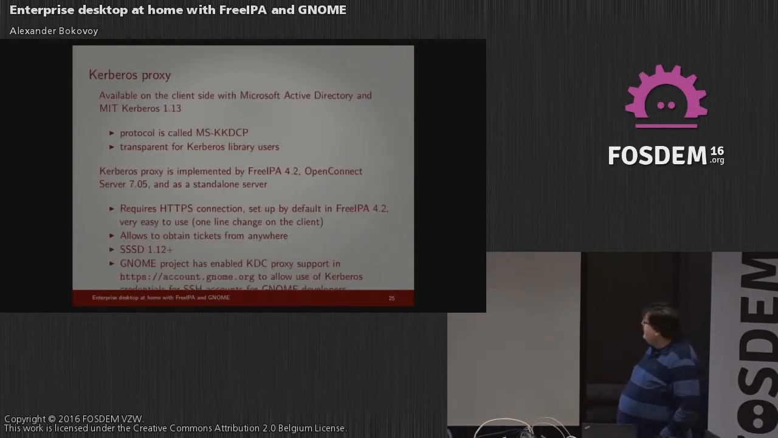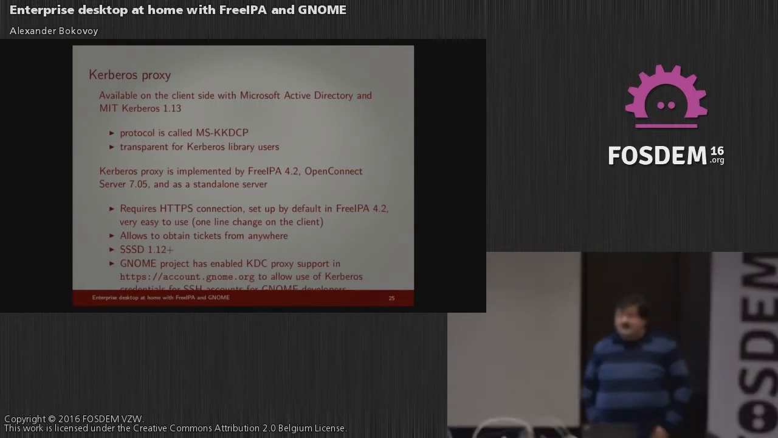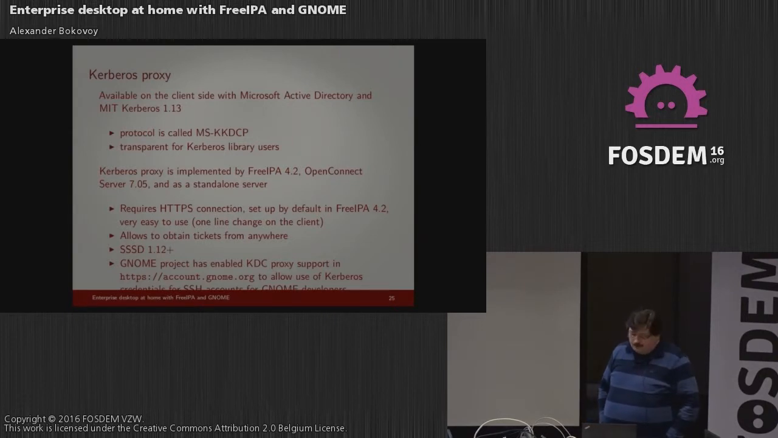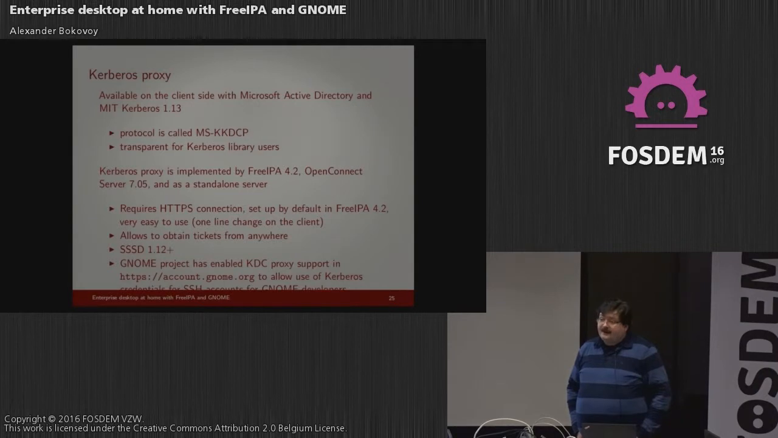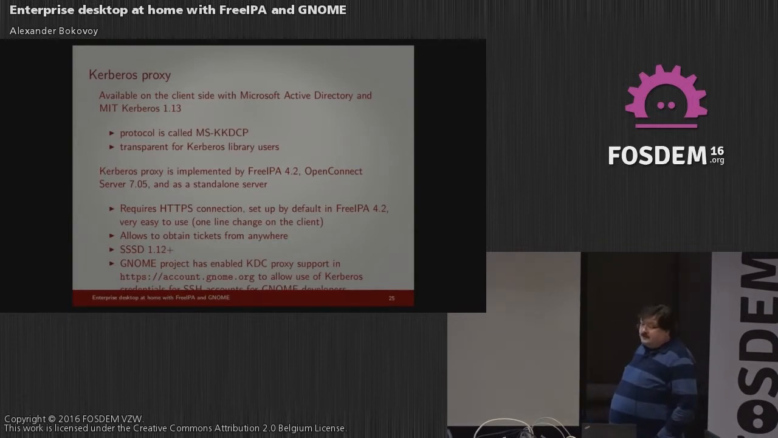This Kerberos proxy was developed as a part of a problem that Microsoft needed to solve in 2007 with Active Directory. They created something that has this awkward name for the protocol, MS-KKDCP, which is basically remote Kerberos access without being on the internal network. It's transparent for Kerberos library users since Kerberos 1.13 for those who use MIT Kerberos.